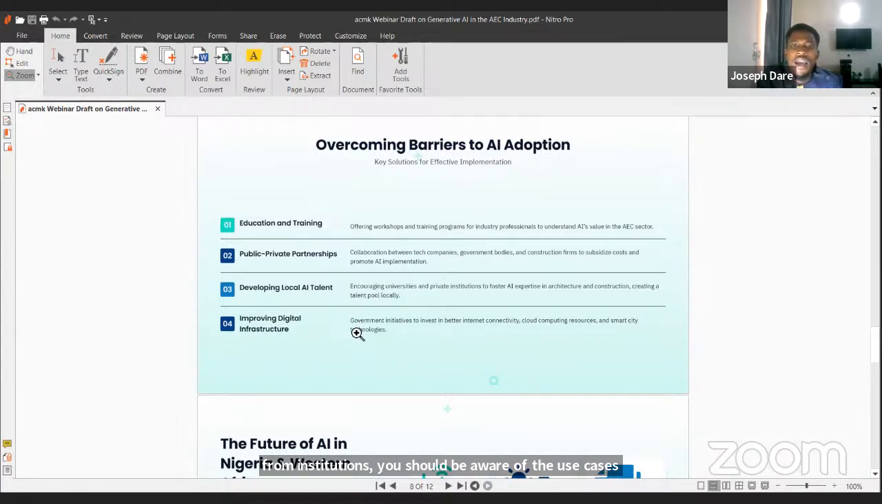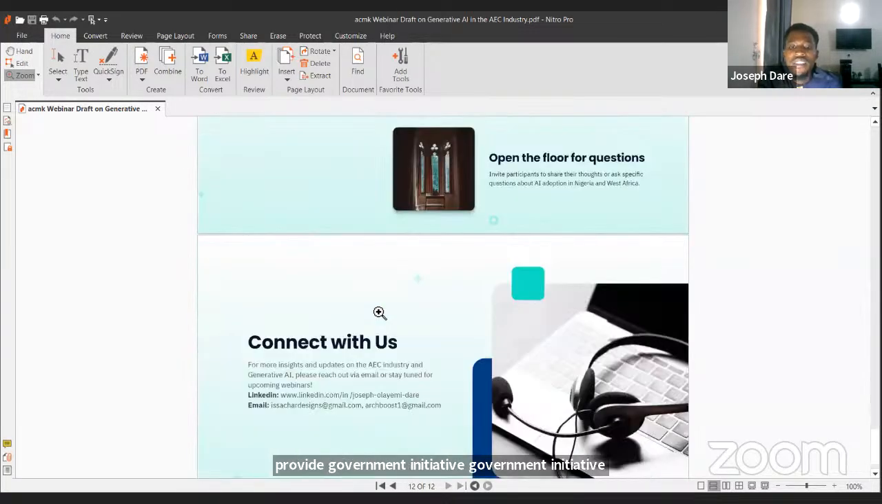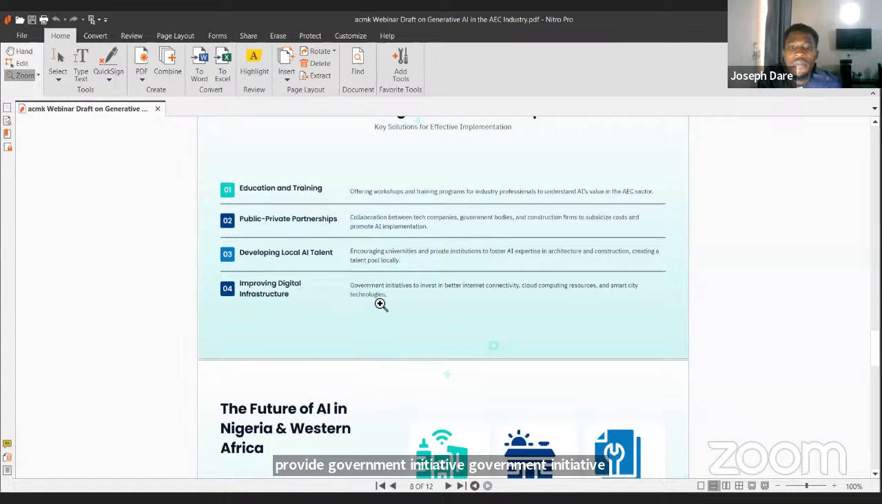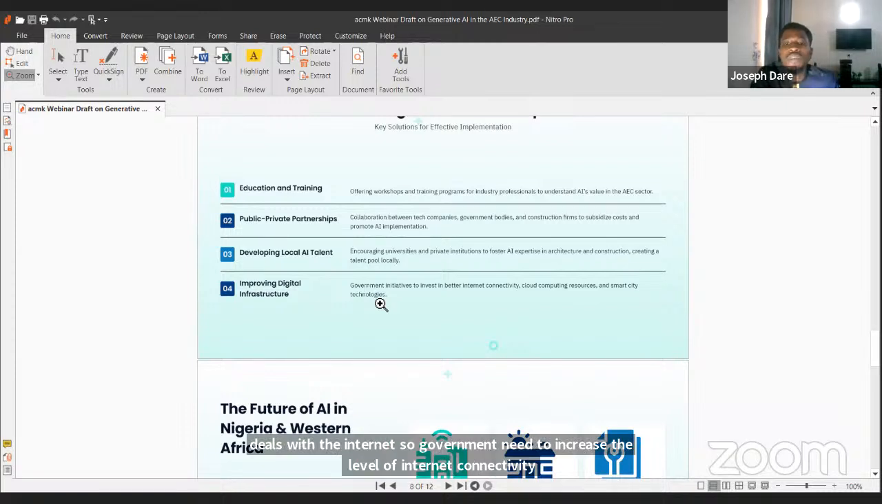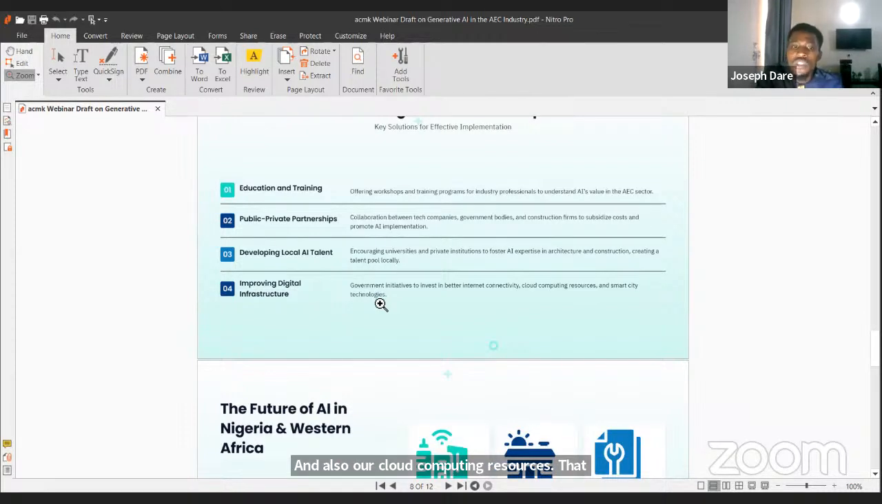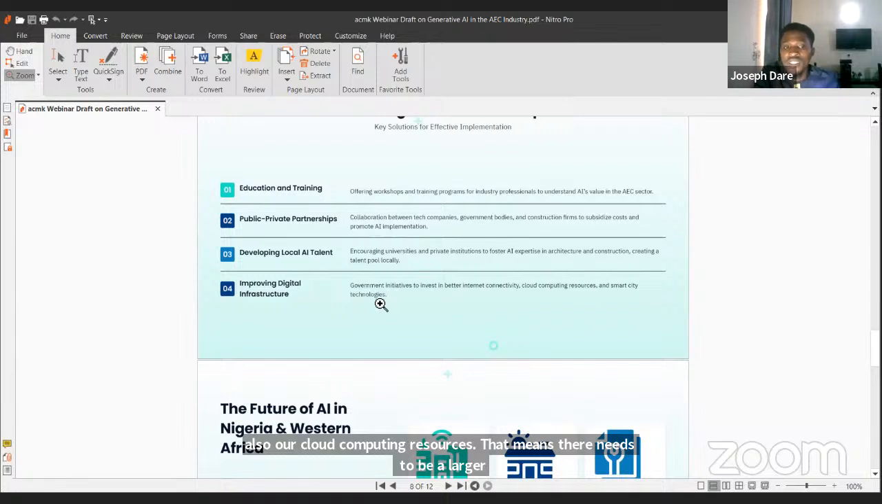Another way to overcome the barriers to AI adoption is that we need to provide government initiative. Government needs to invest in internet connectivity, because most of these platforms are online. It has to be done online. It deals with the internet. So government needs to increase the level of internet connectivity, and also our cloud computing resources. That means there needs to be large cloud computing resources, and also implementation of smart city technologies.